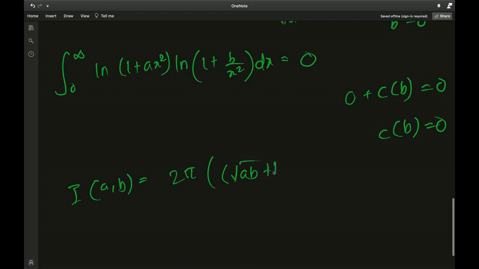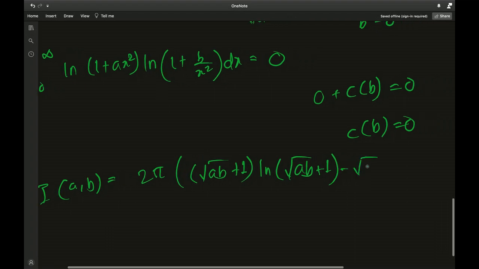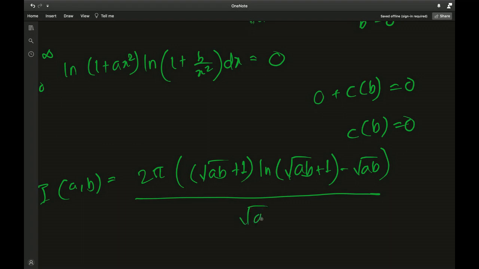2 pi times (square root ab plus 1) natural log of (square root ab plus 1) minus square root ab, divided by square root a.